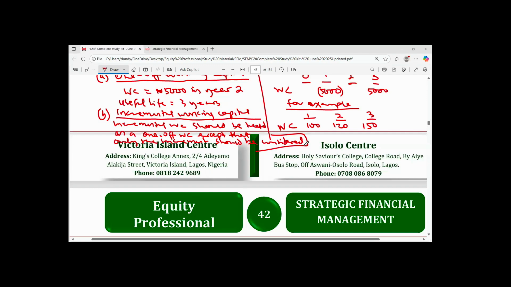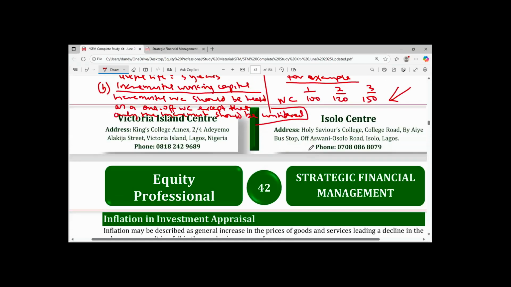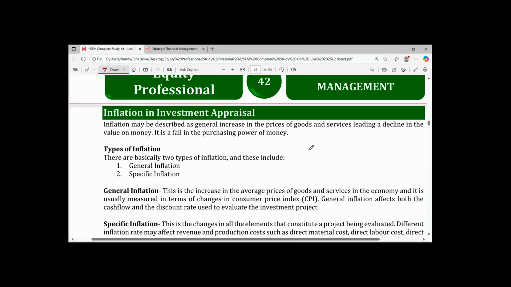So you will notice that the working capital has increased from 100 naira to 150 naira within the 3 years. All right. So you cannot use 100, 120, 150 in your calculation. First thing first, you must determine the increment. So in this case, from these hypothetical figures that you have here, what are you supposed to do? Simple. Let me push it down so that it will be clearer. First thing first, you must determine the increment.